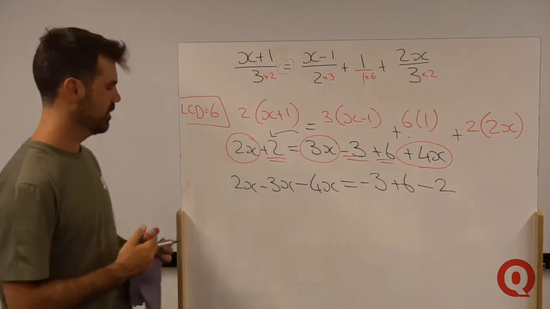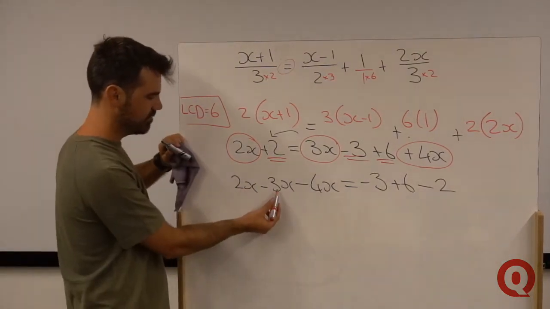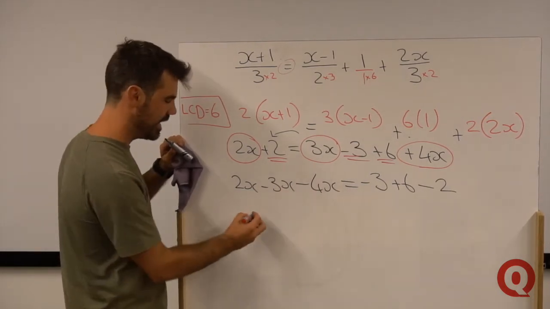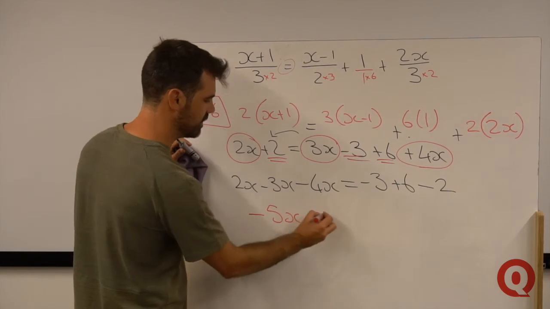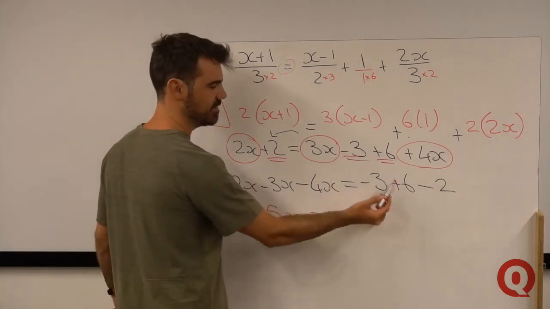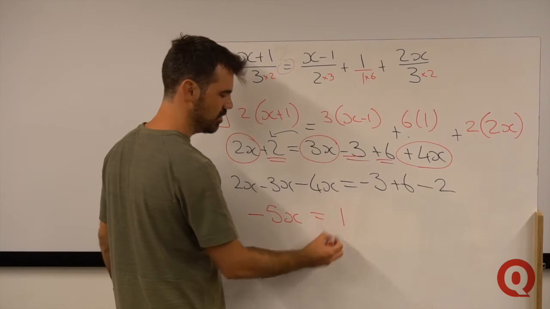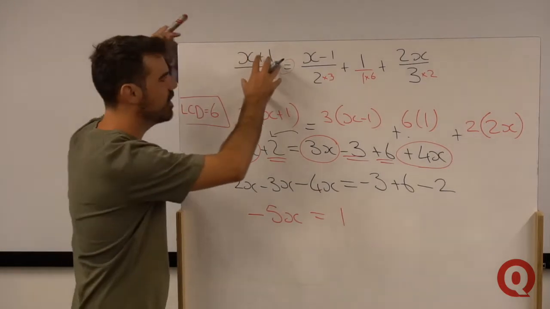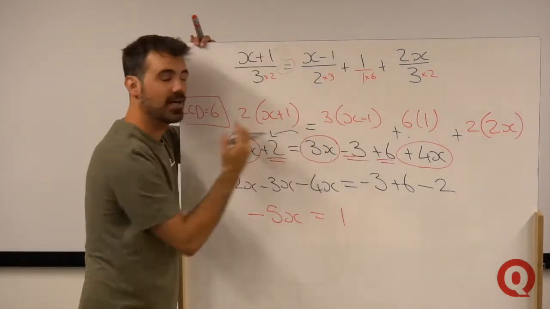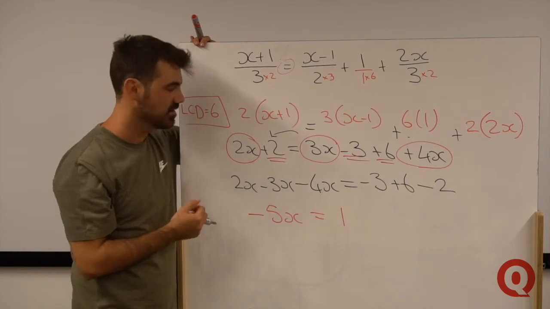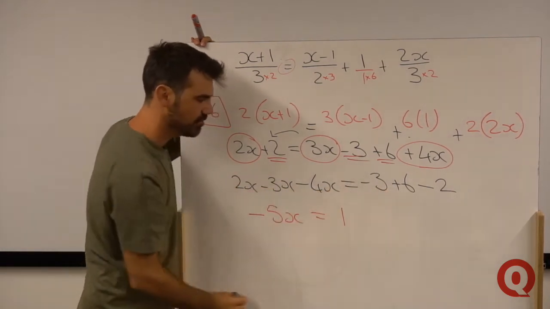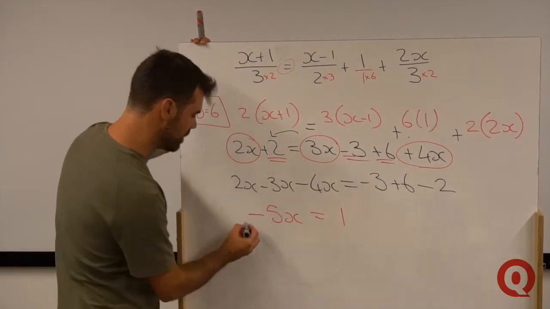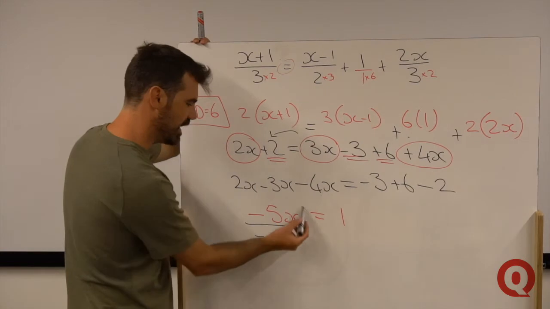Now I can simplify. 2x minus 3x, negative x. Or negative 1x, same thing. Minus 4x, negative 5x is equal to negative 3 plus 6 is 3, minus 2 is 1. Now I need to get x on its own. These are the basic steps. See how we've gone from something complicated to this over here, which we are now comfortable with because we know how to multiply out of brackets. Then we get to the simplification, and now we have this step over here, which takes us back to that grade 8 equations. And we need to divide this by negative 5, so we can get x on its own.